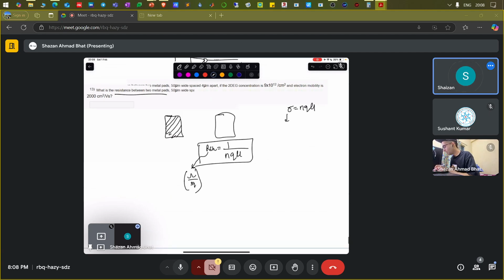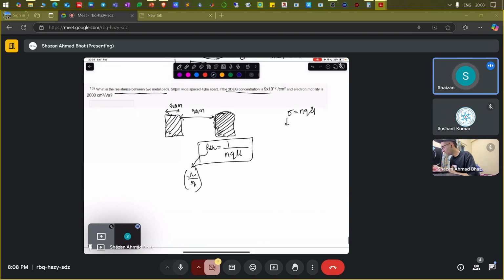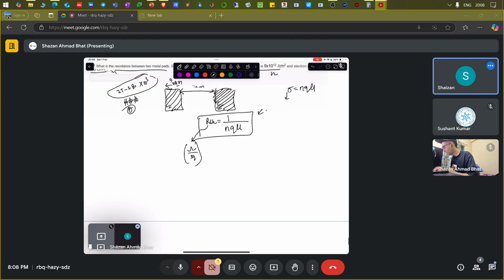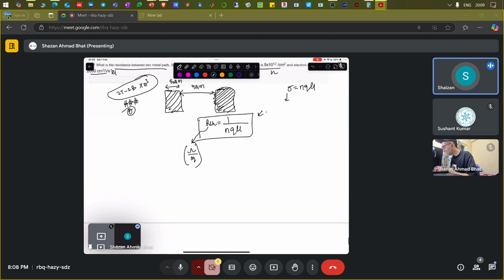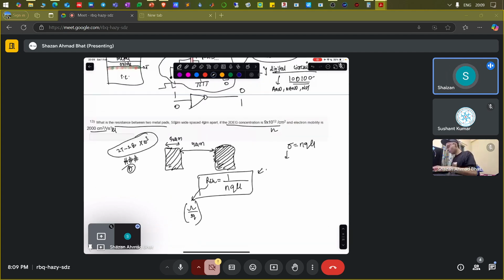So if you have two metal pads, where the width of the metal pad is 50 micrometers, and they are 4 micrometers apart, and you are given the concentration N and you are given mu, what else do you need? You don't need anything else. You can compute the RSH. You get a value between 27 and 28, maybe times 10 to the power 3 is also there. That is the value you will get. So that is the notion of it. But you have to consider one thing. I believe that's it. Maybe we will discuss much more about it because we are overshooting the time right now.